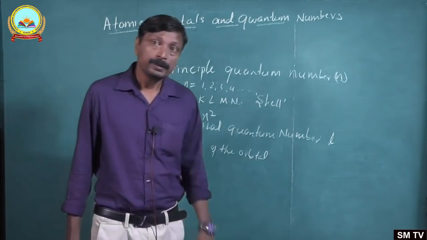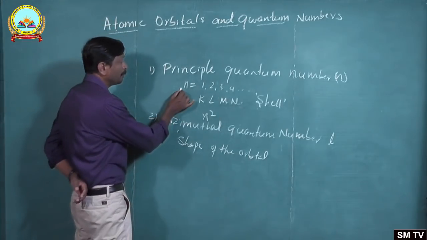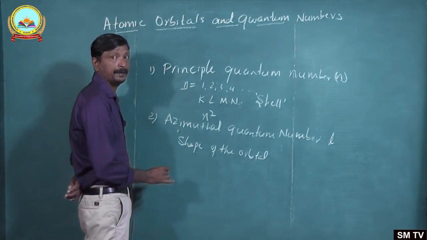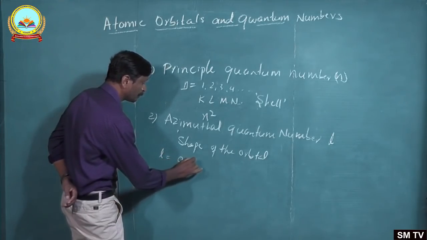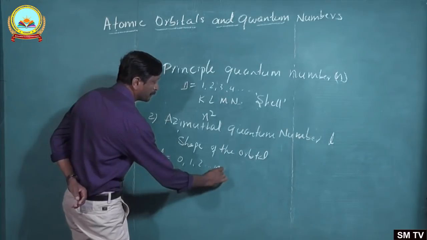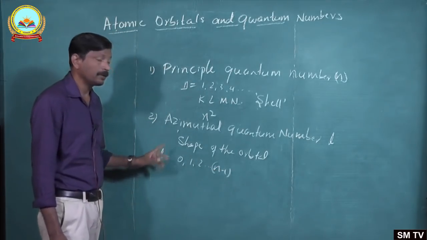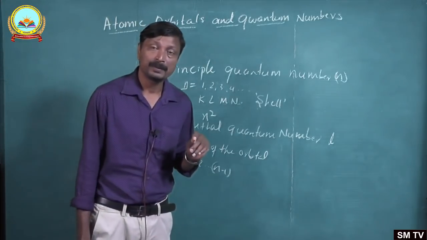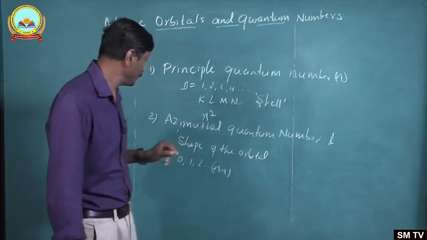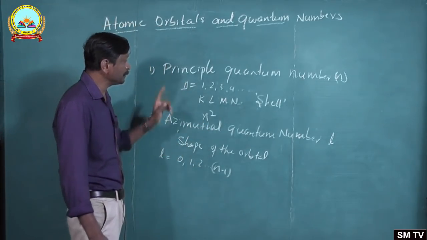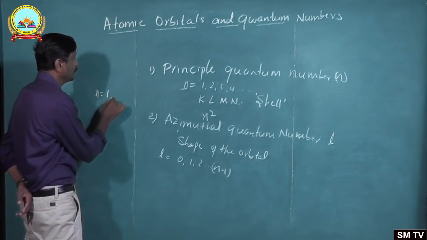So, next, what are the values of L? For a given value of n, L can have the values L is equal to 0, 1, 2, and so on, up to n minus 1. These are called subshells. These subshells are present in each main shell. Suppose n is equal to 1, that is a K shell.